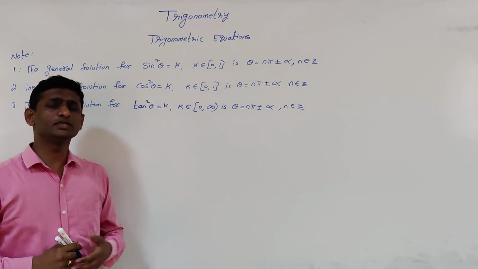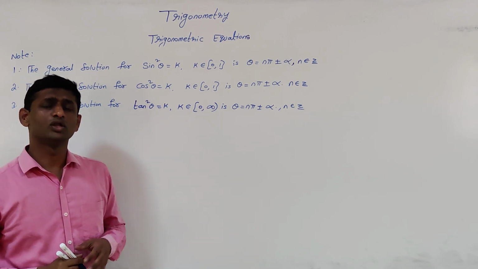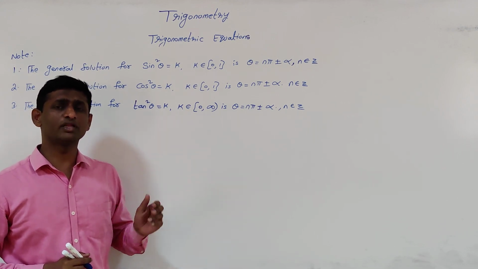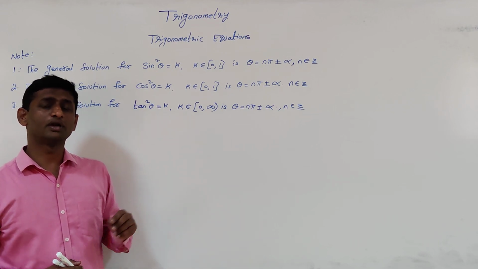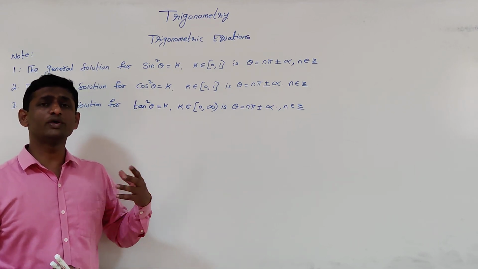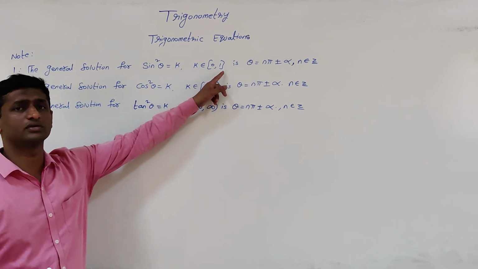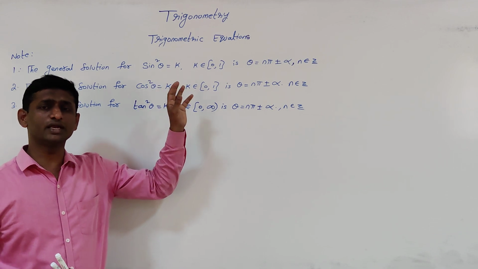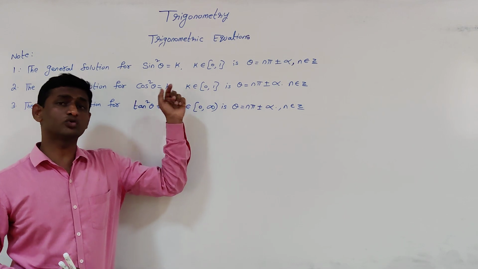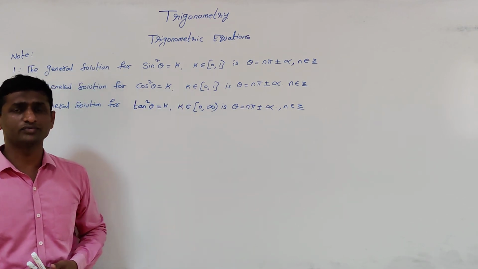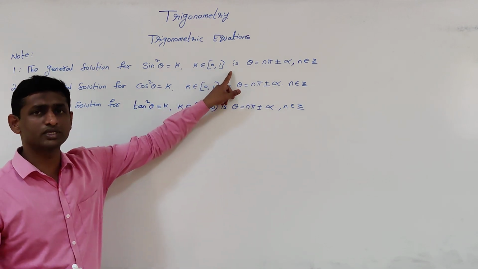Now we'll see the trigonometric equations of the form sin square theta is equal to k. Normally we have seen sin theta is equal to k, where the value of k lies between minus 1 to plus 1. But sin square theta is always positive. It gives a positive real number that lies between 0 to plus 1. Sin square theta is the square of the value, so it should be a positive number that lies between 0 and 1.